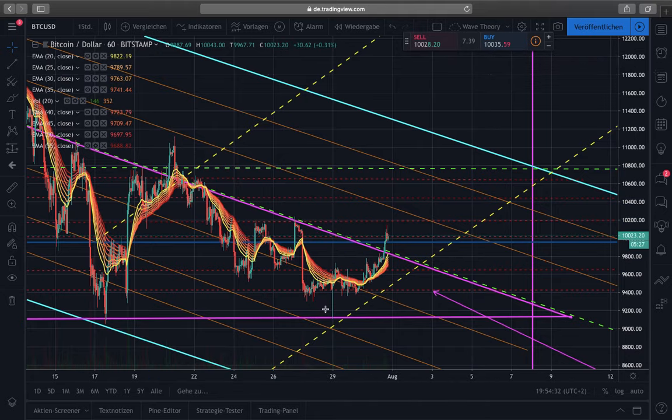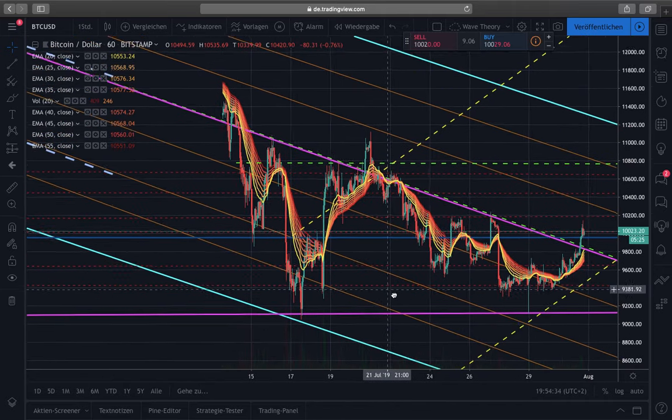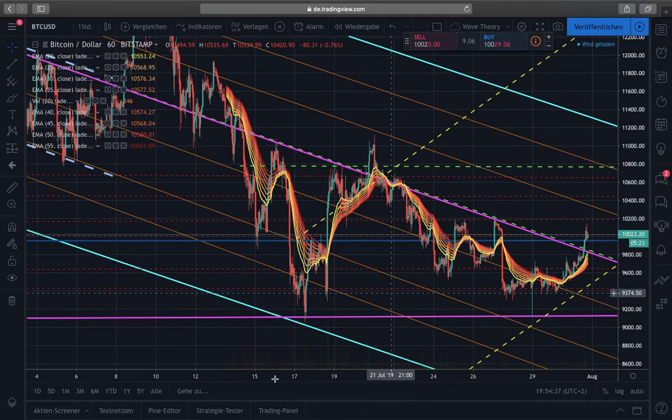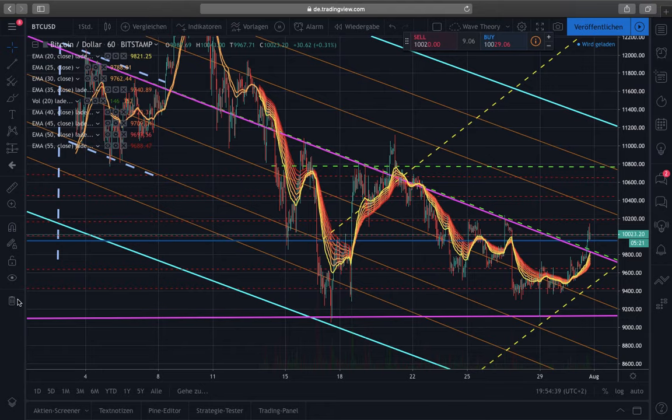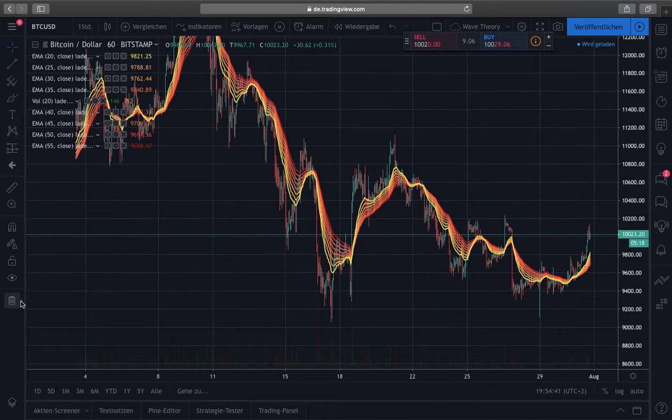And now, I take it away, and what is important now? So when we have a look at the chart, let me take away the ribbon. What happened now?